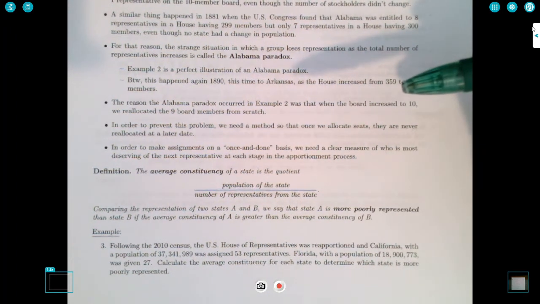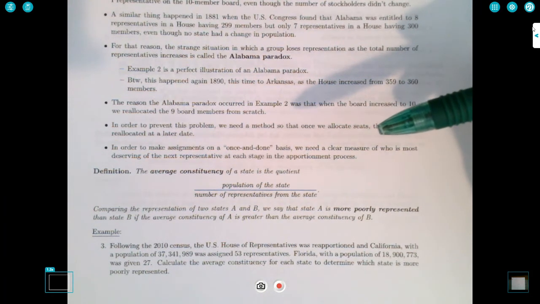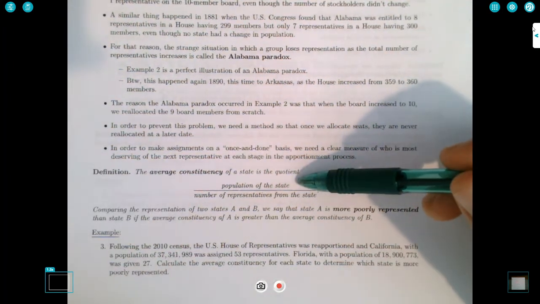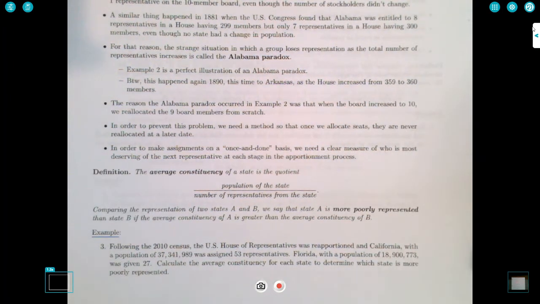Of course, it's much more complicated than that when you're dealing with a constituency of millions and millions of people, right? And you've got dozens of representatives like we do in California. But anyway, this is how you do it. Population of state divided by number of representatives from the state.